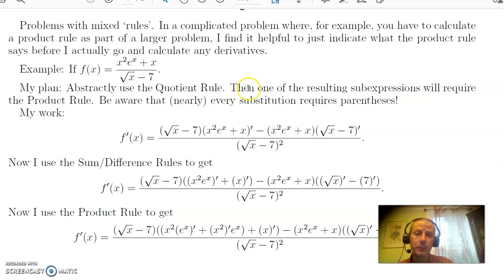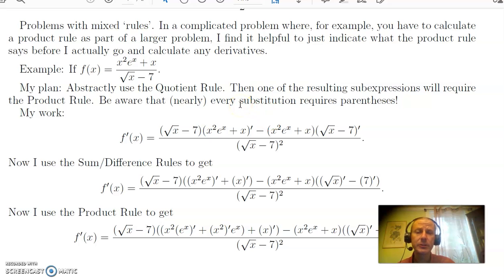However, it is easy to come up with problems where you're going to have to use the product rule as part of using the quotient rule. So for example, if f of x is equal to x squared e to the x plus x, all divided by the square root of x minus 7, then you're going to have to use the quotient rule because, well, this is obviously a fraction. However, if you think about it, when you go to take the derivative of the top, that's going to involve an application of the product rule.